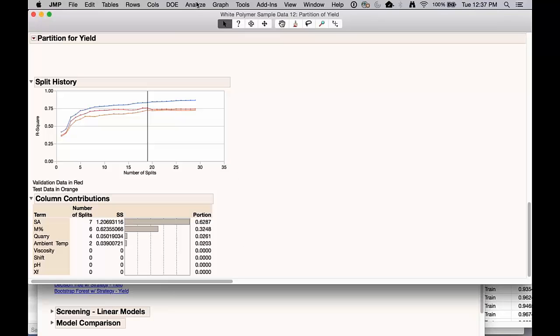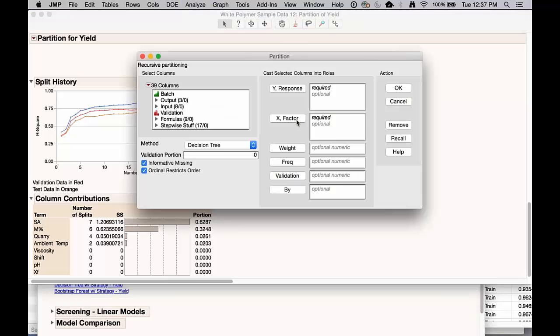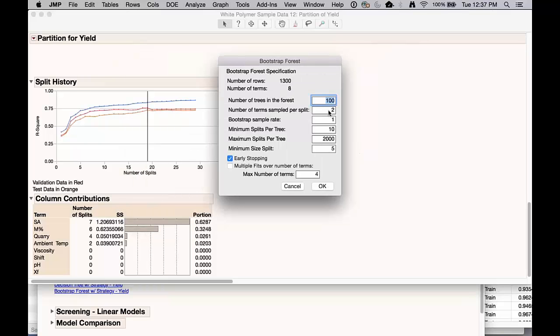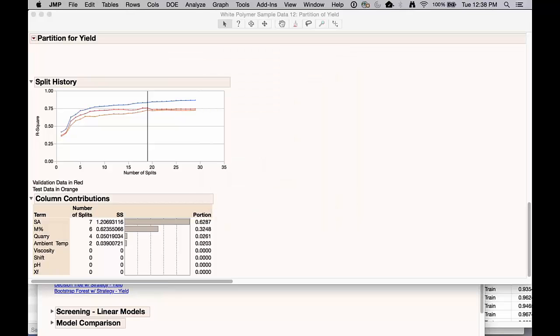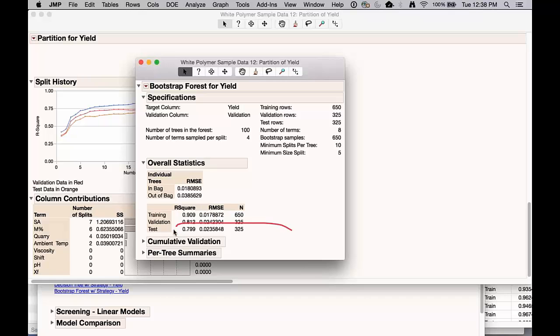Well, the truth of the matter was, I could have done more than one tree. I could have asked for a forest of trees. This does a different process, which basically says, build up to 100 trees. Make sure you include at least 4 of the input columns in each tree, and make sure there's a minimum of 10 splits. So basically, build 100 small trees. What does this look like? 0.799. It looks better.